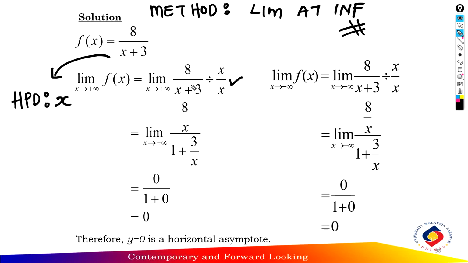Okay, so the numerator is 8 over x, and the denominator here is x over x, which equals 1, plus 3 over x. And here you substitute infinity into the function. So here 8 over infinity, and 1 plus 3 over infinity.